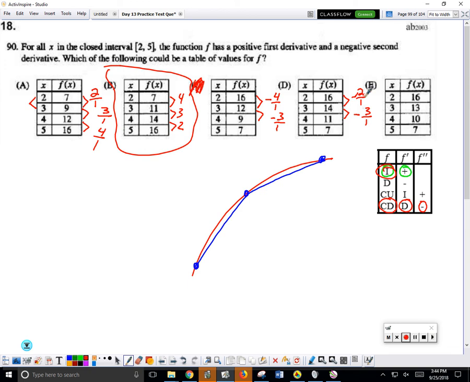Increasing. No, decreasing. Negative 3 to negative 2 is a decrease. So it could be this one. How about this one? No, it's just negative. Oh, it's always negative 3. So we've got two choices.